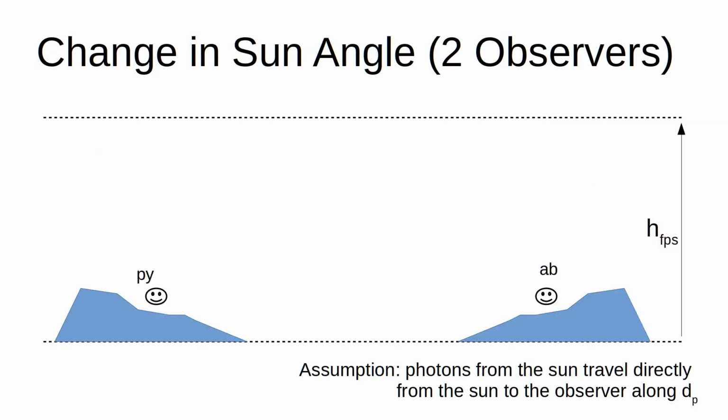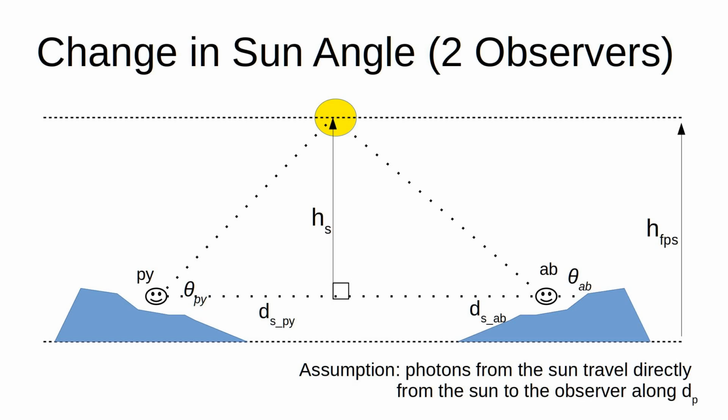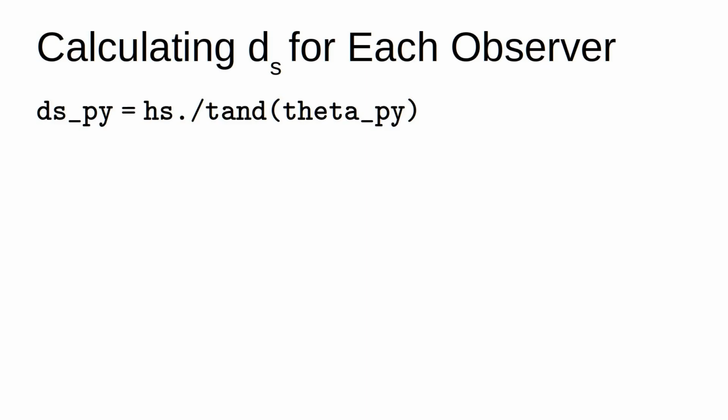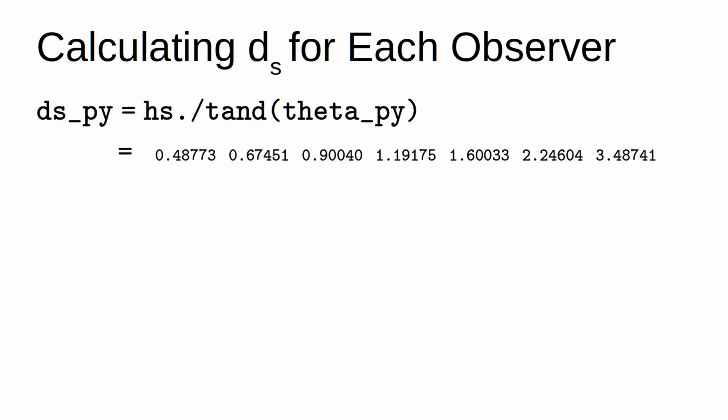Here then are our 2 observers, both observing the sun and forming triangular relationships in the way we've already seen. In this analysis, we're going to look at how the theta angles change each month and how that correlates with changes in the corresponding position of the sun for each of the observers. We start by calculating the value ds for each of the observers for each angle to the sun using simple trigonometry. For Plymouth, we get these values.